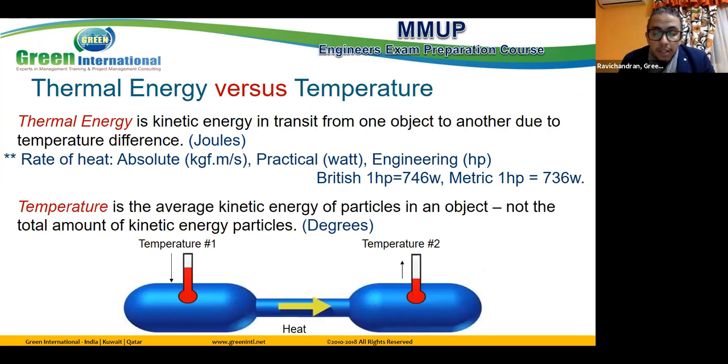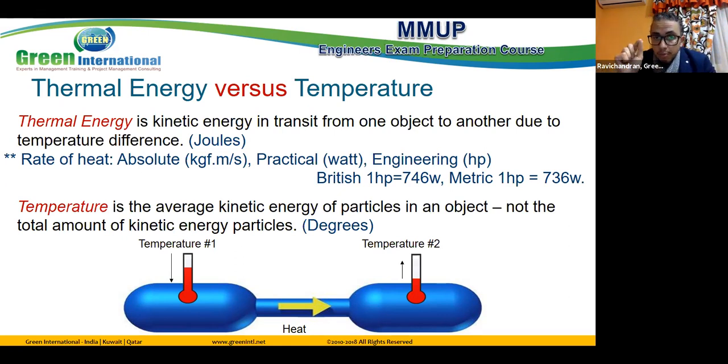Thermal energy. The meaning of thermal energy: you might think it is something related to anything hot. No, it is mainly related to kinetic energy. This is the main concept for life, not for thermodynamics only. Life is kinetic energy, movement. If you have movement, you have life. No movement, no life. So thermal energy comes from kinetic energy transferred from one object to another due to temperature difference.